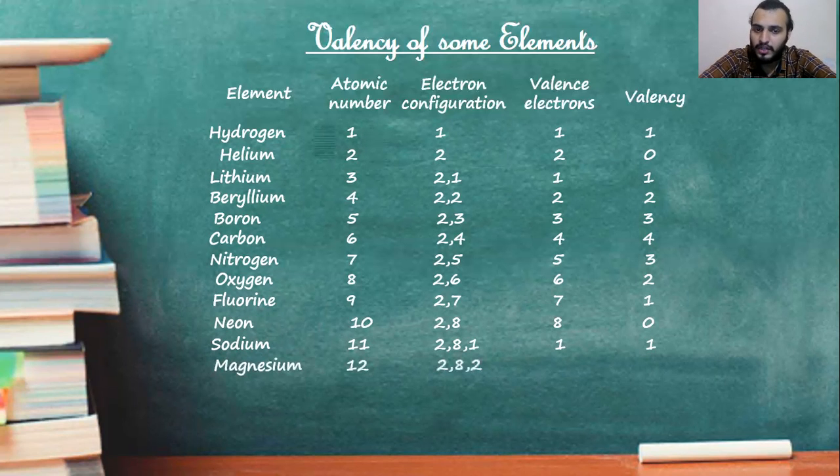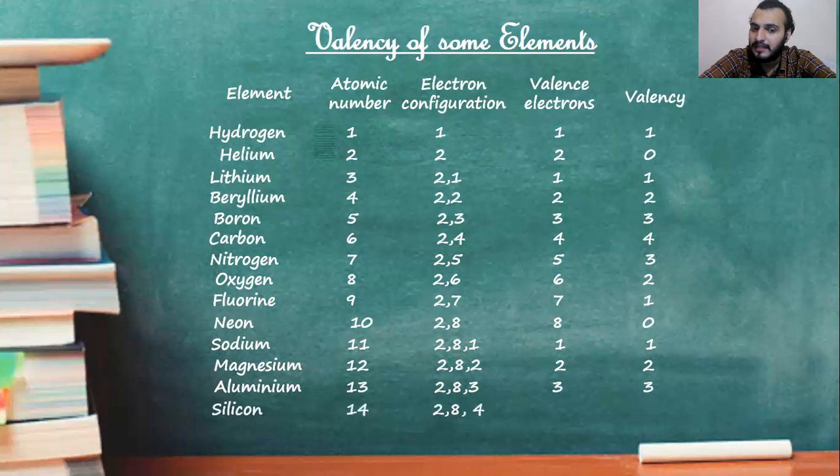Similarly, magnesium, atomic number 12, electronic configuration 2, 8, 2, valence electrons 2 and valency 2. Again, same, by donating 2 electrons, even magnesium becomes stable. Same is applicable with aluminium and silicon also. So aluminium also donates 3 electrons, which are there in the outermost shell, and becomes stable. And silicon, 4 electrons are there, so even its valency is 4.